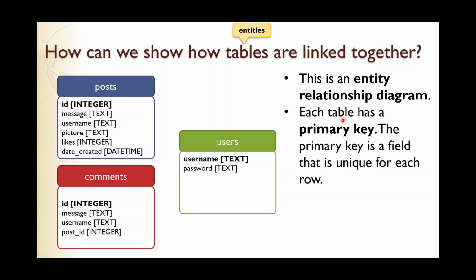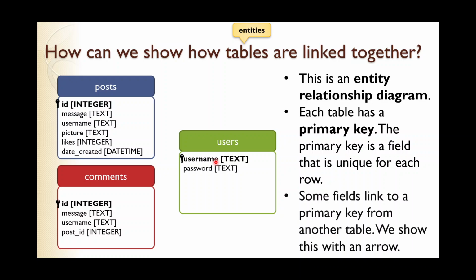So each table has a primary key. It's unique for each of them. In this case, no two users will have the same username. One username specifies just one user. And importantly, because this is an entity relationship diagram, it shows how these things are connected together.